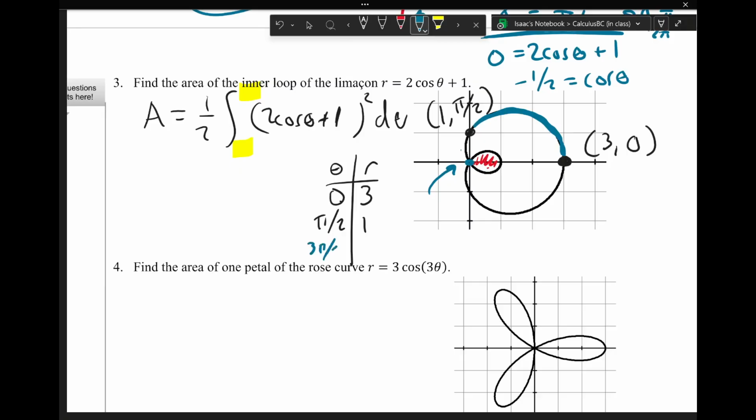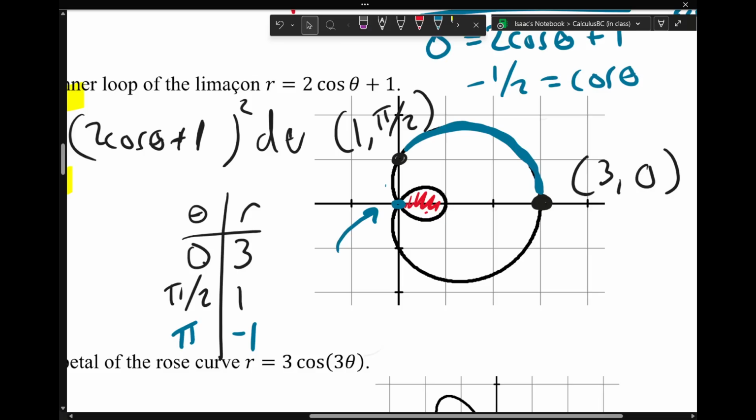3 pi over 2? Okay, we could do that. So, wait, what? Just 2 pi. Just do pi, okay. So that would be 2 times -1 plus 1, which would be -1. Wait, is that point even on the graph?